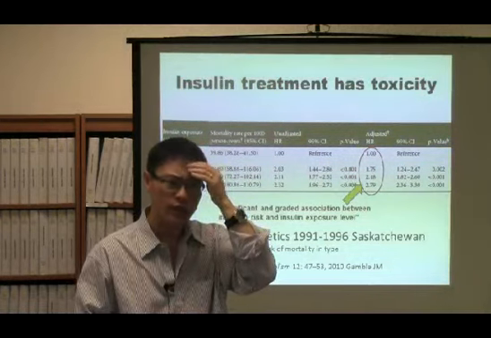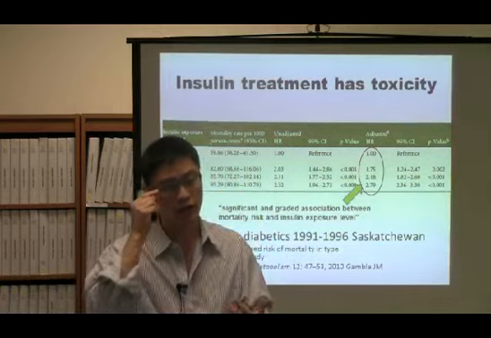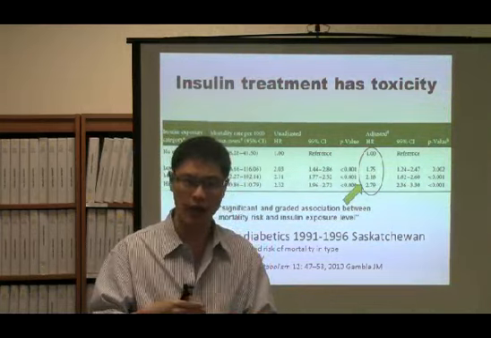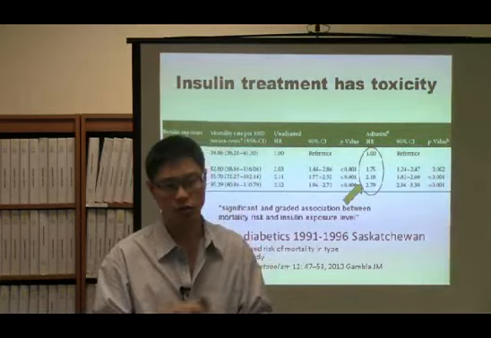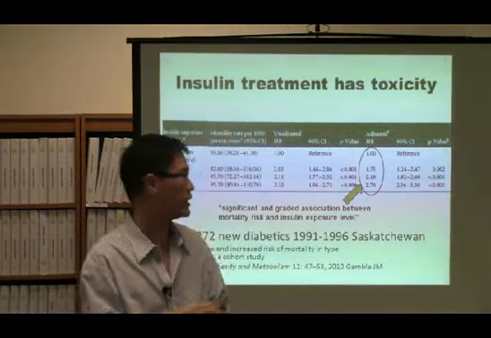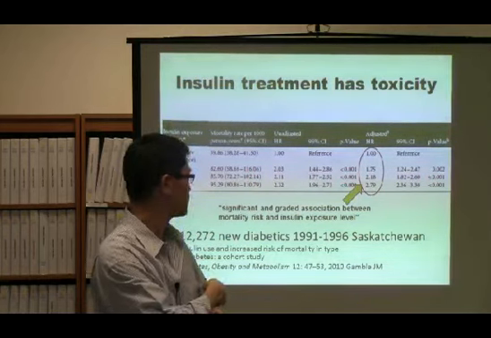In fact, when you look at studies, and these have all been fairly recent studies because we've had to look at diabetes a completely different way, insulin treatment actually has significant toxicity. So if you look at this study, they took 12,000 new diabetics in Saskatchewan, and they looked at whether they're on insulin, a little bit of insulin, or a lot of insulin.